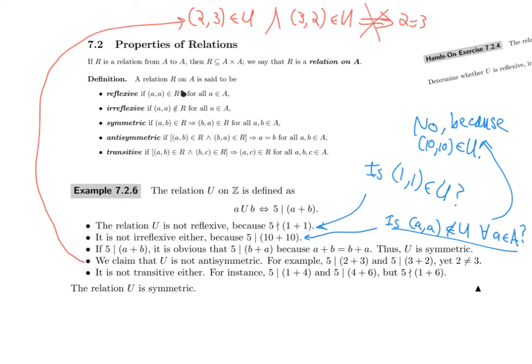It's not transitive either. So let's consider (1, 4) and (4, 6). Okay, so what we're saying is (1, 4) is in U, and (4, 6) is also in U, but (1, 6) is not in U. In other words, this part of the definition is not satisfied. So what we have is the only property U has is that it's symmetric.